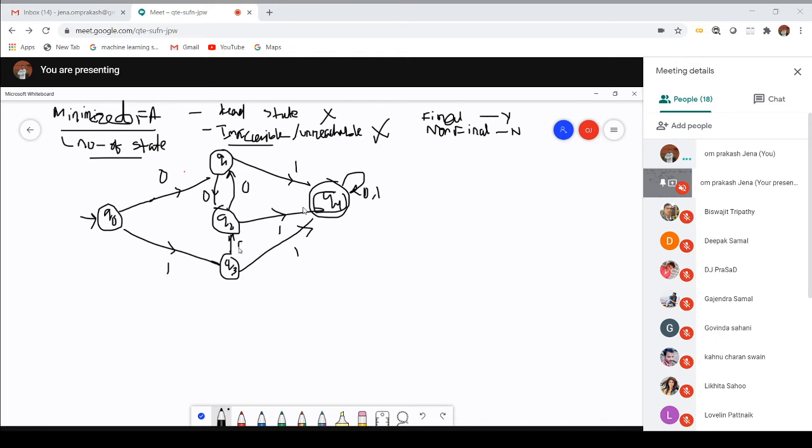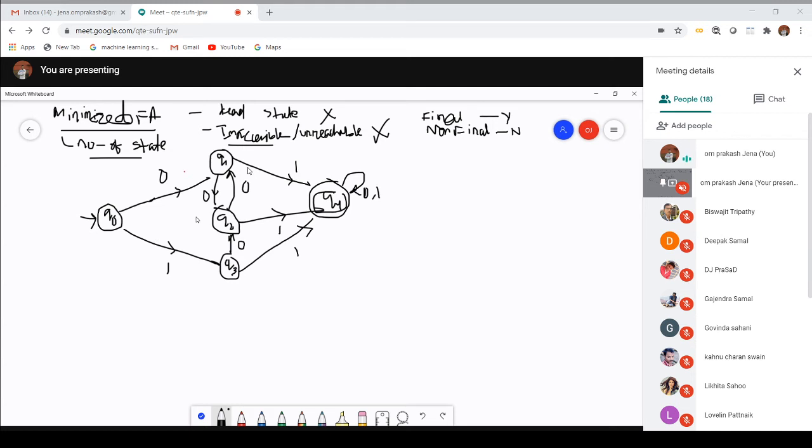Always remember, there is minimization of a DFA, not minimization of an NFA. So for this finite automaton, I have to find the number of reduced states, or how you can minimize this finite automaton. To minimize it, first I have to find out what the dead state or dummy state is. Now in this finite automaton, is there any dead state or dummy state? No, there is no dead state or dummy state.